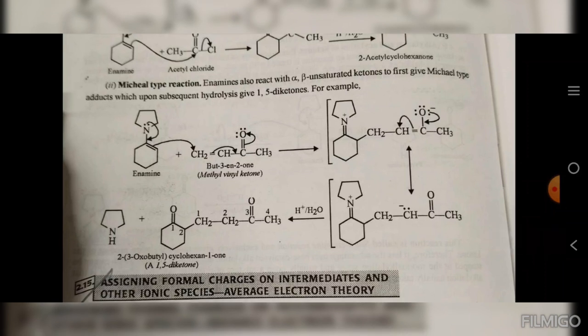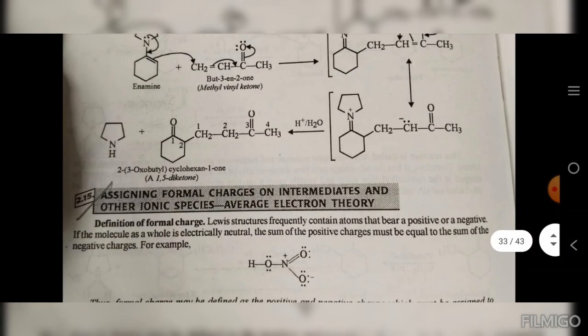Michael type reaction. Enamines also react with alpha, beta unsaturated ketones to first give Michael type adducts, which upon subsequent hydrolysis give 1,5-diketones, for example, enamine, but-3-en-2-one (methyl vinyl ketone), 2-(3-oxobutyl)cyclohexan-1-one, a 1,5-diketone.